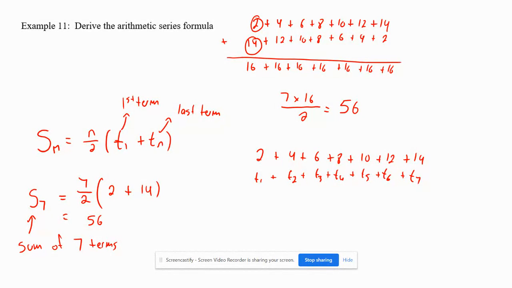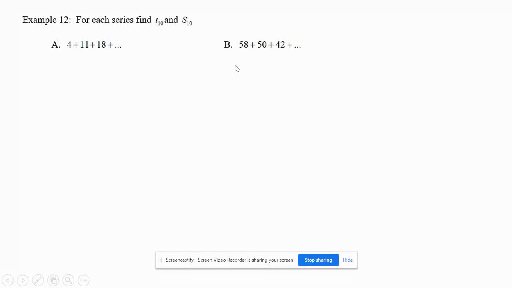Okay, so guys, there's another version of this formula. We're going to get there in a second here. Let's do a few examples. In this case over here, it says find T10 and then S10. I'm going to do this question the long way first, guys, and I'll show you the shortcut afterwards. So 4 plus 11 plus 18.